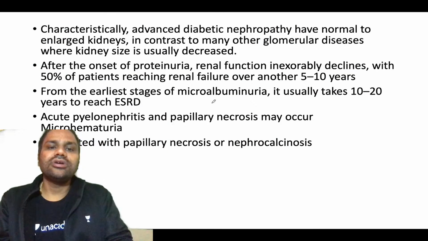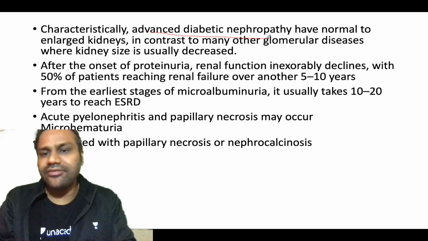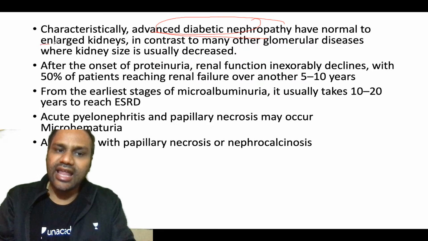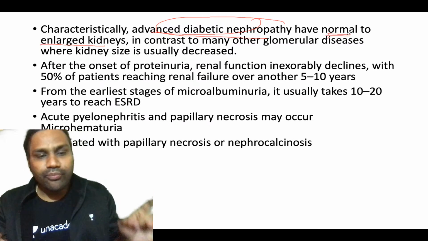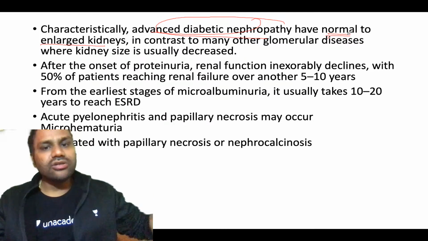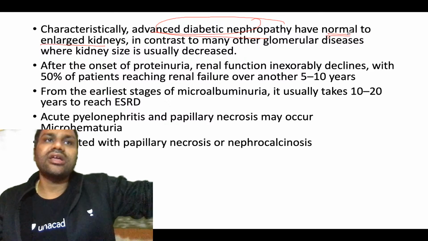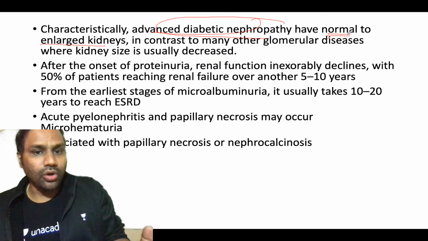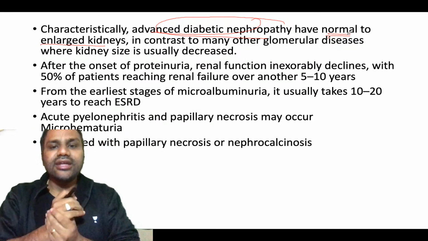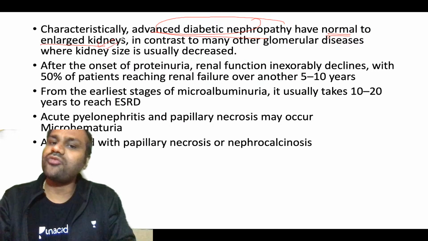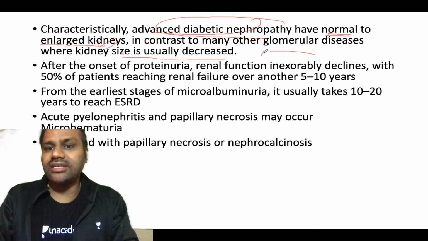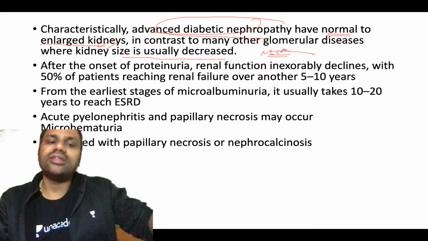Another thing you need to know is that in advanced diabetic nephropathy, the kidney is either enlarged or normal. This is another important clinical scenario. Biochemically you can see microalbuminuria and proteinuria. In most glomerular diseases the kidney will shrink down, but in diabetic nephropathy the kidney will be enlarged morphologically. That is a very important thing, because in most glomerular diseases kidney size usually decreases. Clinically you can then say, okay, this is diabetic nephropathy.